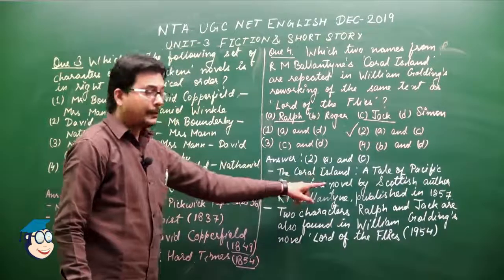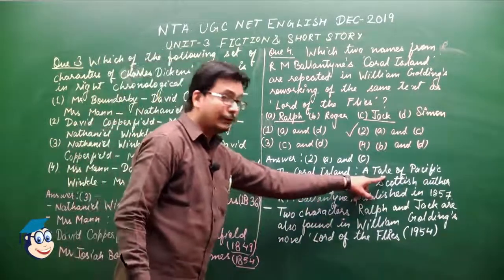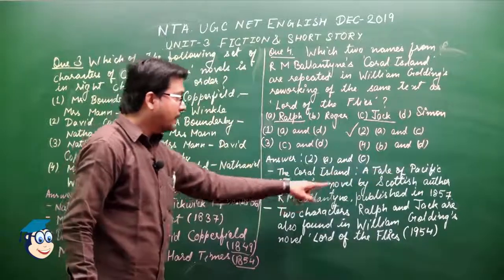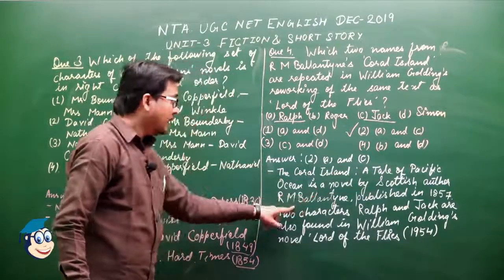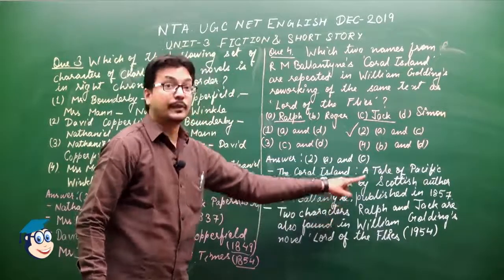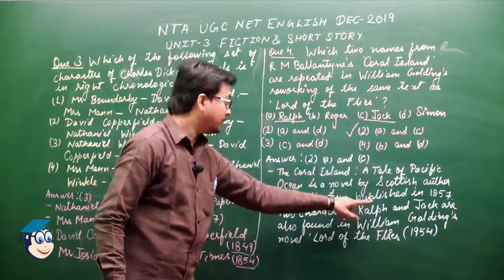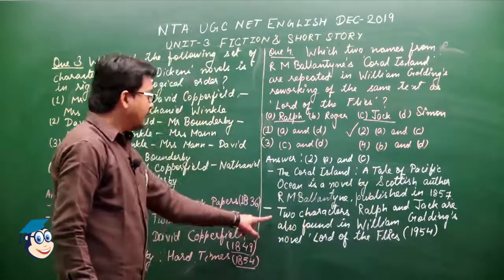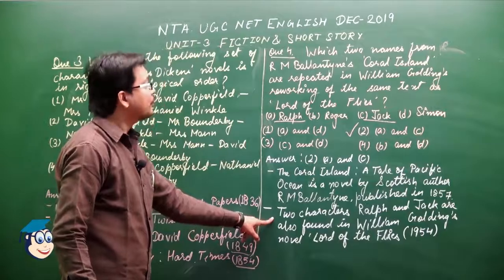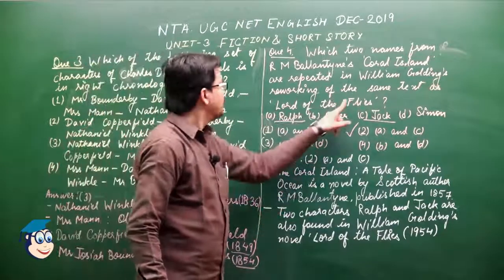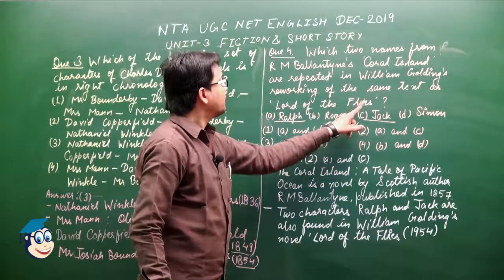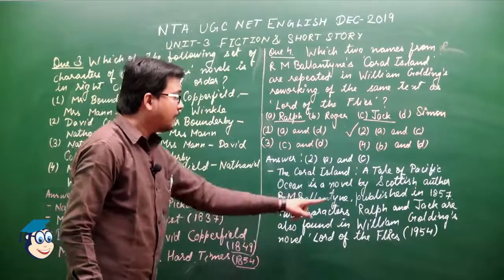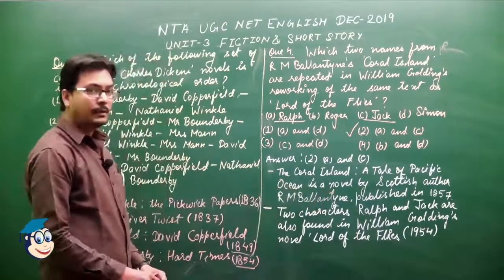The Coral Island is a novel, also subtitled A Tale of the Pacific Ocean, by the Scottish author R.M. Ballantyne. The novel was published in 1857. There are two characters that have also been seen in the novel of William Golding, Lord of the Flies. The two characters are Ralph and Jack.